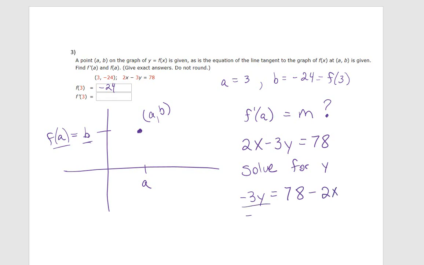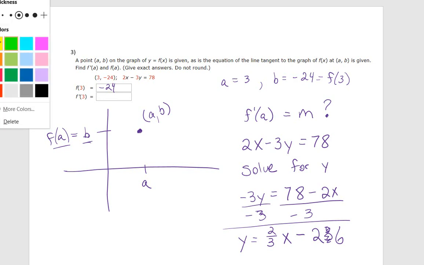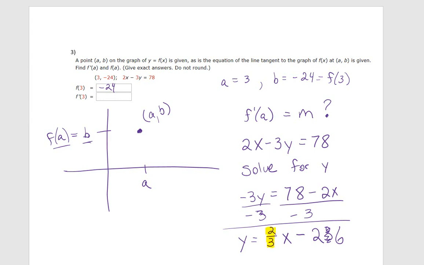Then we're going to divide both sides by negative 3. So what we end up with is y equals 2/3 x, and let's see, 78 divided by negative 3 is going to give us a negative 23. Or no, I'm sorry, negative 26. There we go. The slope is going to be the number that's in front of your x, so this number. So our slope would be 2/3.